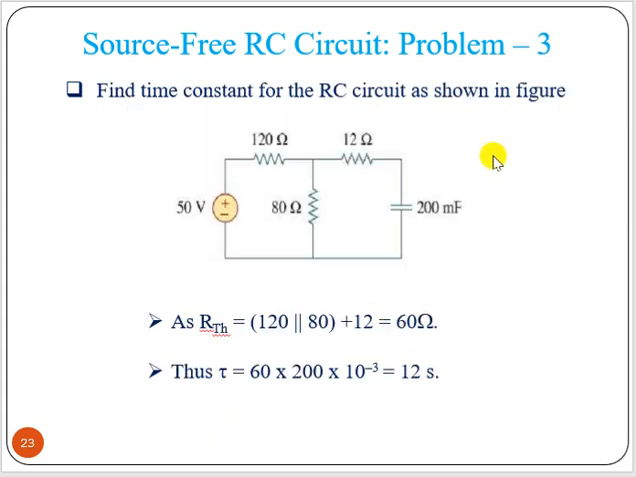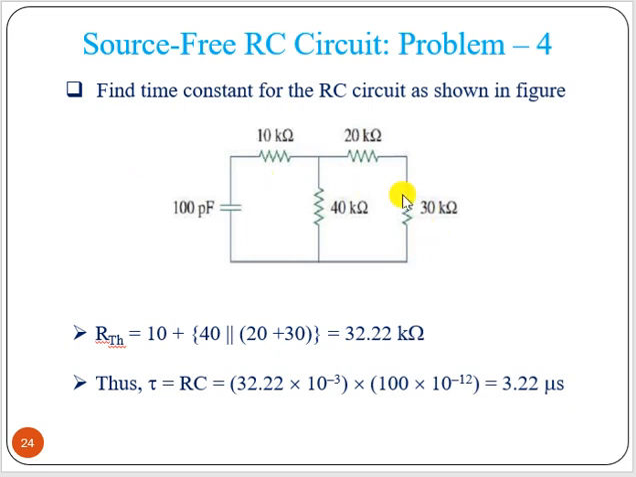Now see another problem. You have to find the time constant. This is a DC source. For a DC source, how can we find the time constant? We have to short circuit the DC source and look from the capacitor end. What we can see is 120 and 80, which are in parallel because the current divides here, and in series with 12 ohm. So this is the RTH. So tau equals R into C. C is given as 200 millifarad, so 200 into 10 to the minus 3. This is the time constant that we can find from this kind of circuit.